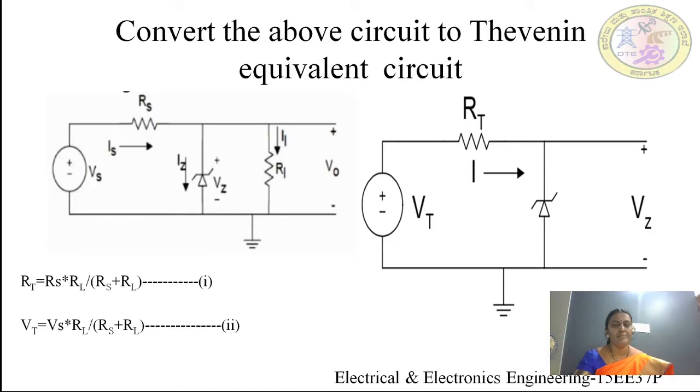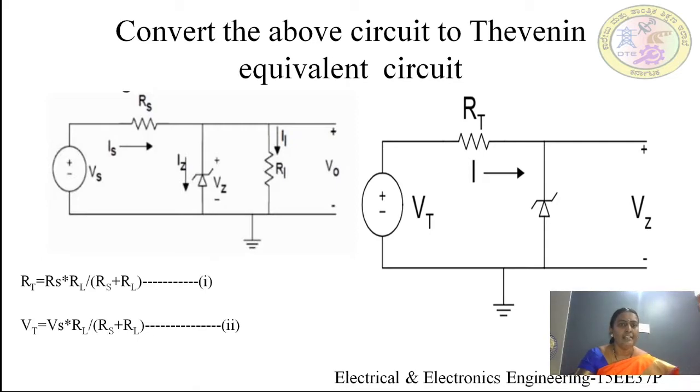What we have to do is convert the given circuit into Thevenin's equivalent circuit. In order to calculate the Thevenin's resistance, we have to remove the voltage source and the current source if they are present. In this circuit there is a voltage source, which is replaced by a short circuit.